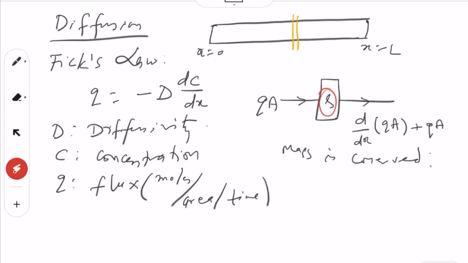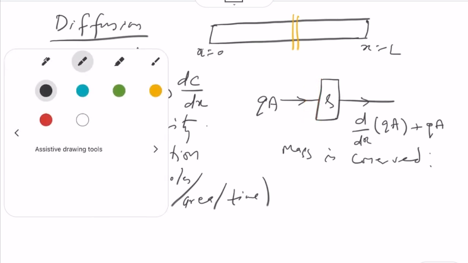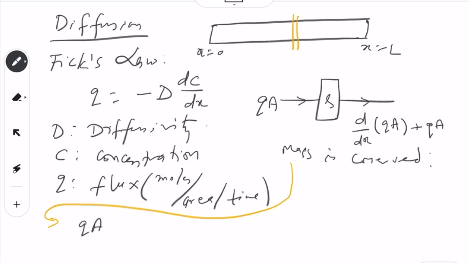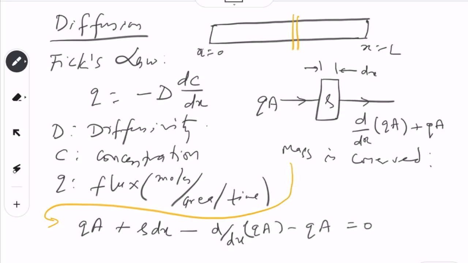this plus this, right. So this is q times A for the whole area. So we can write that here. So we get qA plus S times dx. So this is dx, okay, then minus d over dx of qA, minus qA is equal to 0, or simply you will get minus d over dx of qA plus S.